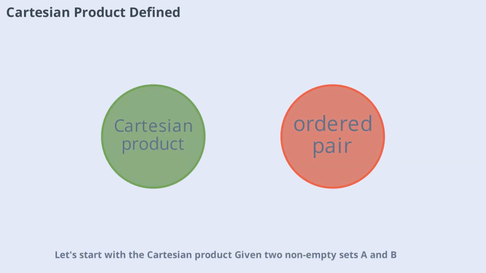Let's start with the Cartesian product. Given two non-empty sets A and B, the Cartesian product is the set of all ordered pairs where the first element comes from A and the second from B. For example, if A is {1, 2, 3} and B is {4, 5}, then the Cartesian product A times B is {(1,4), (2,4), (3,4), (1,5), (2,5), (3,5)}. Notice how every element from A is paired with every element from B. This concept is foundational for understanding relations, as it gives us all possible pairings between two sets.